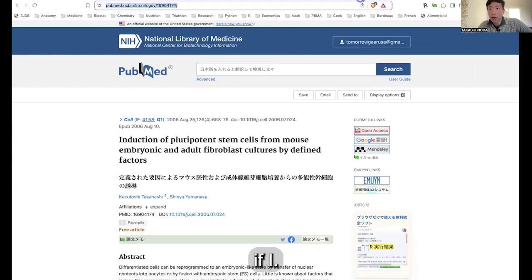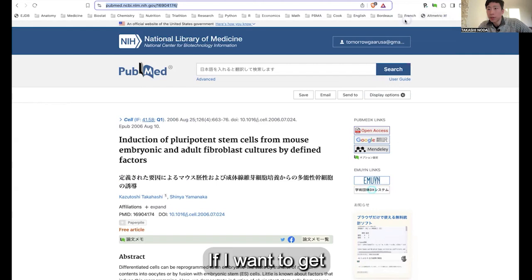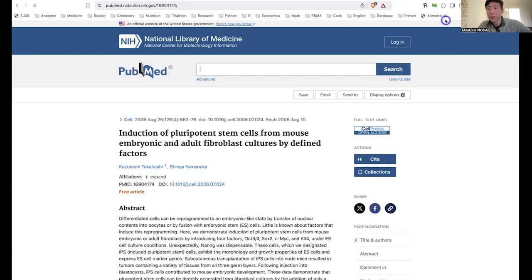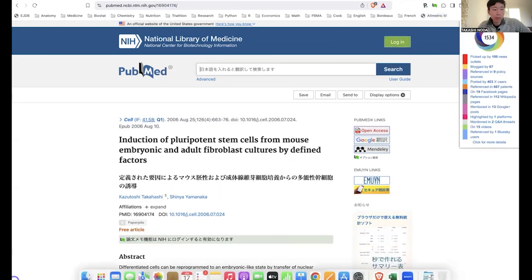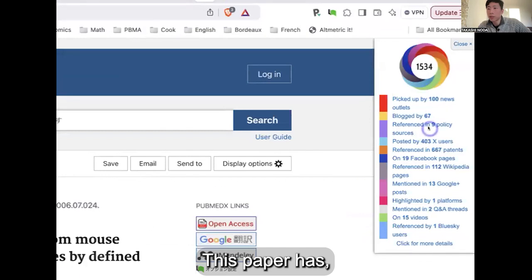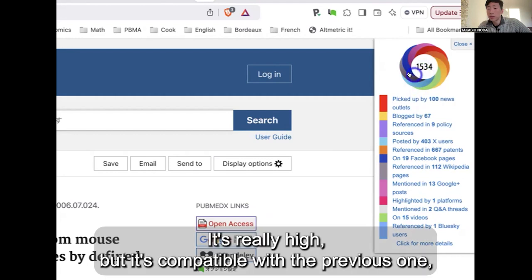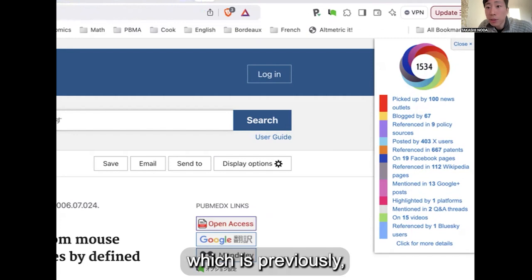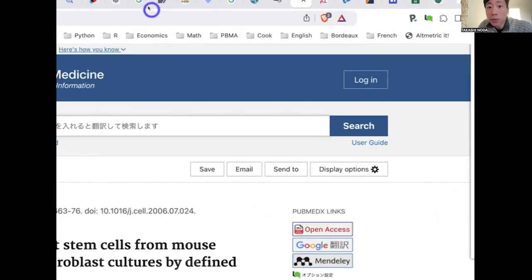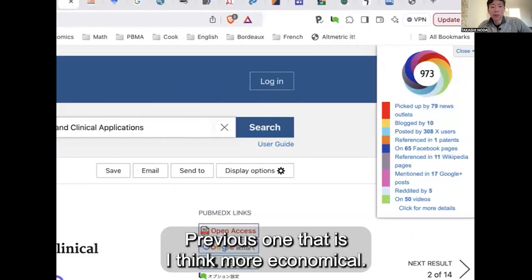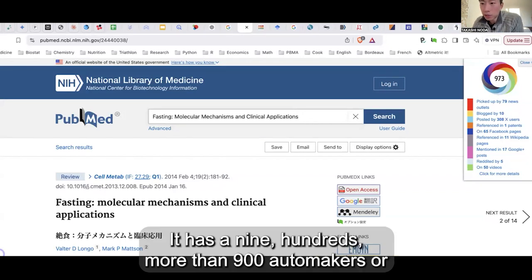For example, I want to get the Altmetric score of this paper. This paper has an Altmetric score of 1,500. It's really high, but it's comparable with the previous one, that is fasting, molecular mechanism, and clinical application. It has more than 900 for the Altmetric score.